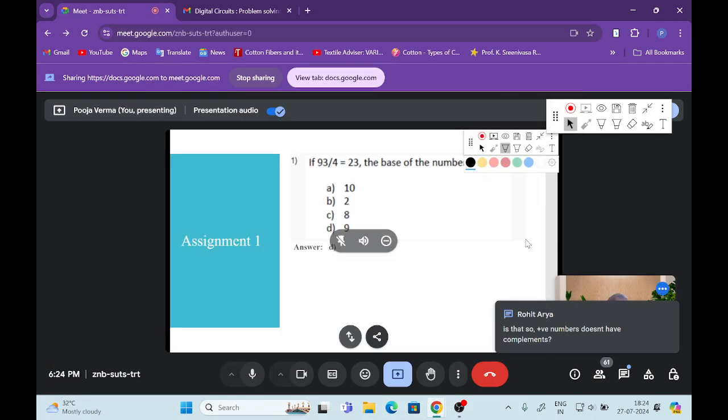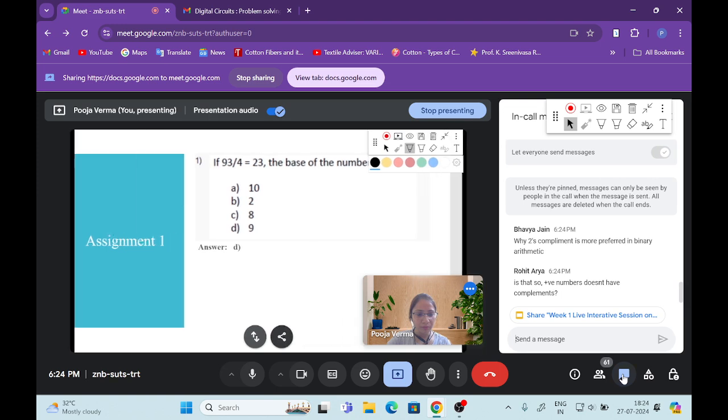Someone is asking something, yeah. If it is specifically given in the question that you need two's complement, yeah. Most of the time for positive numbers there is no complement. That is also clearly written: for negative numbers, there is sign magnitude representation, one's complement and two's complement.